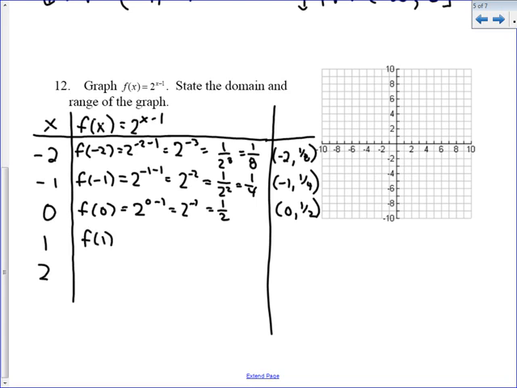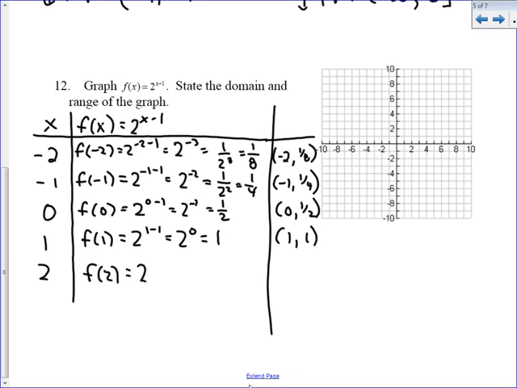F of 1 is 2 to the 1 minus 1 is 2 to the 0. What's anything to the 0 power? 1. If you don't remember it and you are not sure, just put it in your calculator. So that's usually the point that people accidentally get a dip in their graph where they shouldn't. And then we're going to do it again.